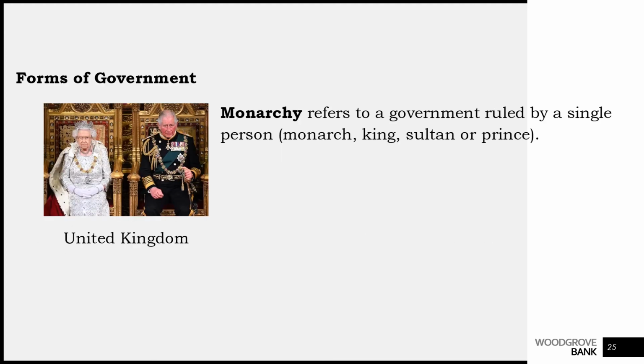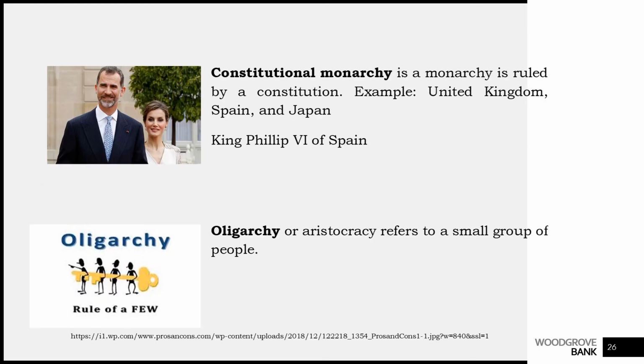But not all. There are forms of government. One is monarchy. It refers to a government ruled by a single person. An example of this is the United Kingdom, ruled by Queen Elizabeth. In other countries, it is called king, sultan, or prince. Next one is constitutional monarchy. A monarchy ruled by a constitution. Examples are the United Kingdom, Spain, and Japan. King Philip VI of Spain is on the left side of the picture.